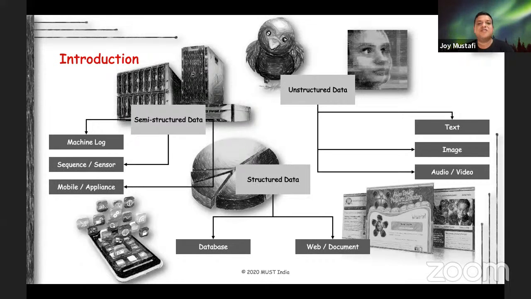To think about those, we definitely need a lot of innovative ideas. We have a lot of data in different forms. For example, structured data is like a database, on the web or in a document, in tabular or RDBMS format. It can also be semi-structured, in machine logs, sequences from IoT devices and mobile appliances. Think about tomorrow, if you have a smart washing machine with a camera, and you put in a lot of t-shirts and jeans, and after one week it says, hey Joy, you have a lot of black t-shirts, why didn't you buy a blue one?